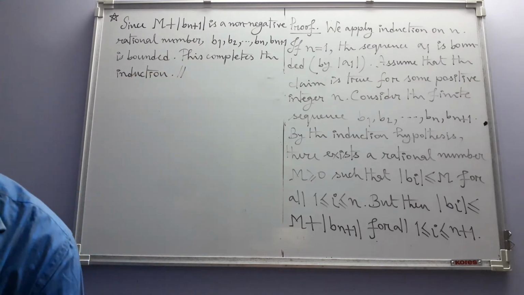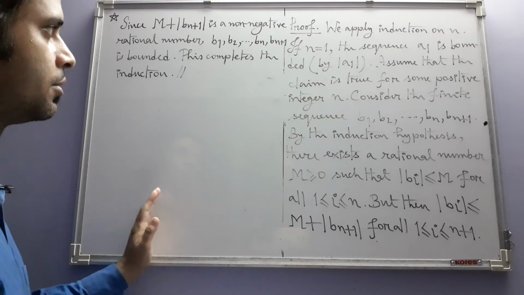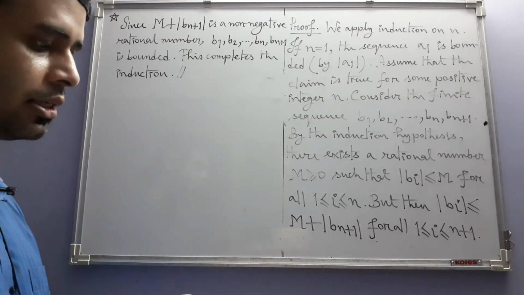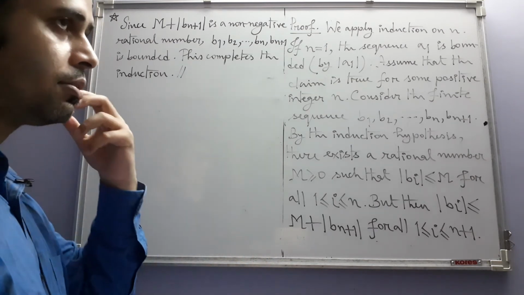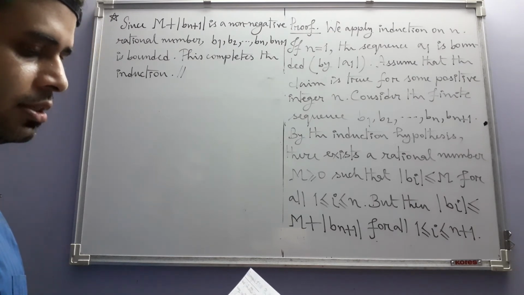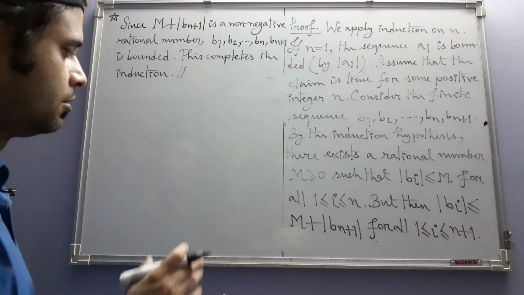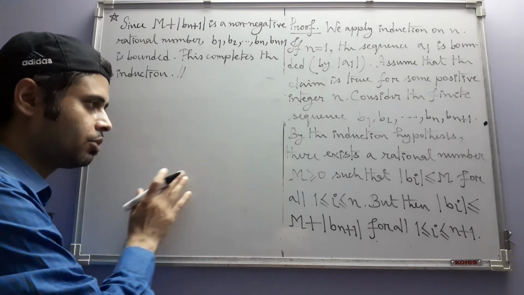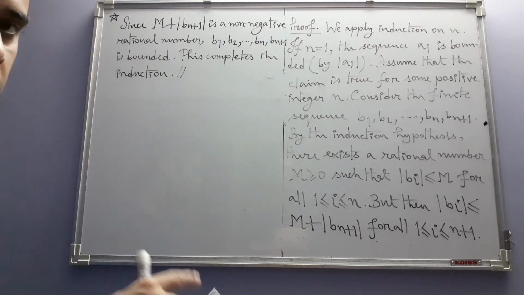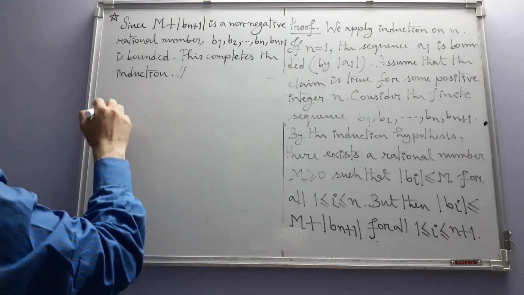And finally, here what we have seen is that every finite sequence is always bounded, but that is not the case with an infinite sequence. An infinite sequence may be unbounded also. We have already seen in example 5.1.13. But if it is a Cauchy sequence, then it is bounded. Cauchiness implies boundedness, but the converse is not true. Boundedness does not imply Cauchiness. The alternating sequence 1, minus 1, 1, minus 1, that is a bounded sequence, but it's not a Cauchy sequence. So finally, this is the lemma.